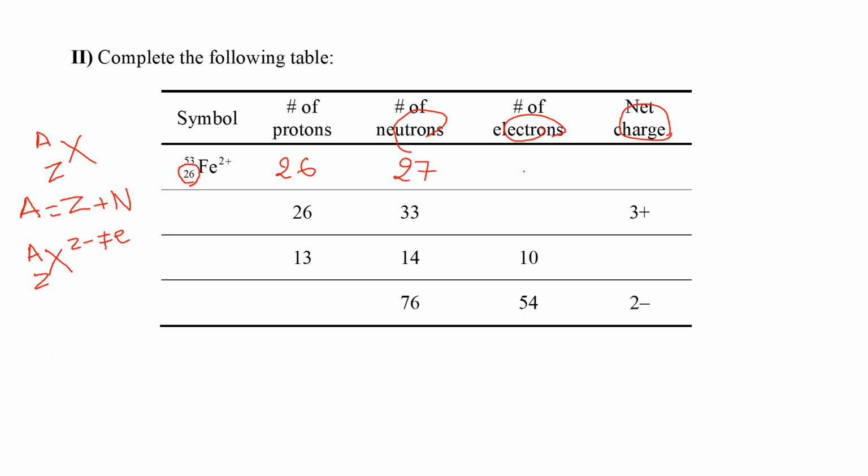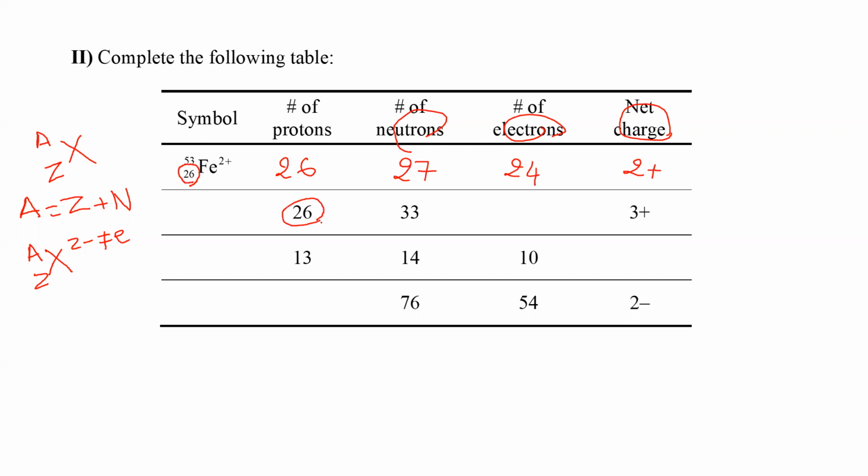And the number of electrons, since we have a net charge of 2 plus, we know that Z minus the number of electrons is equal to 2. Okay, so the number of electrons is 2. We have 2 fewer electrons than protons, so it's going to be 26 minus 2, 24. And here the net charge is 2 plus. For the second question, we still have Z equal to 26.